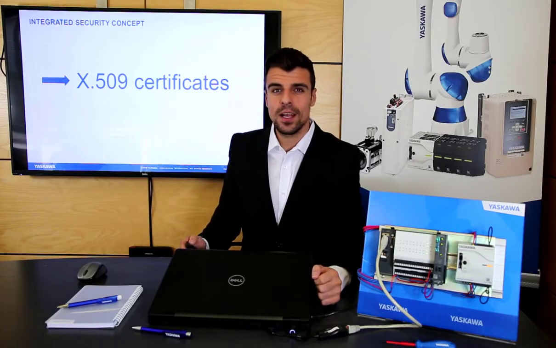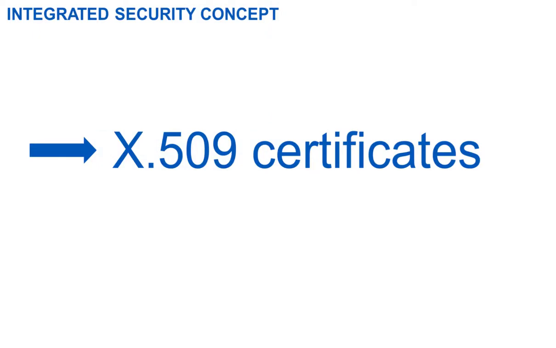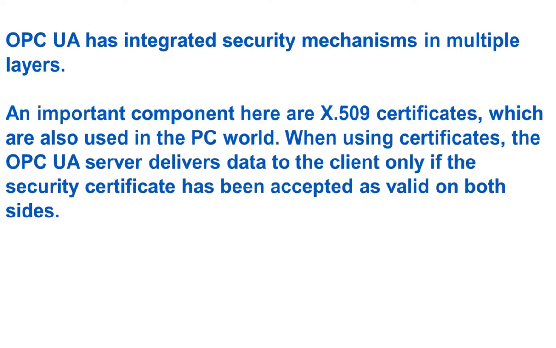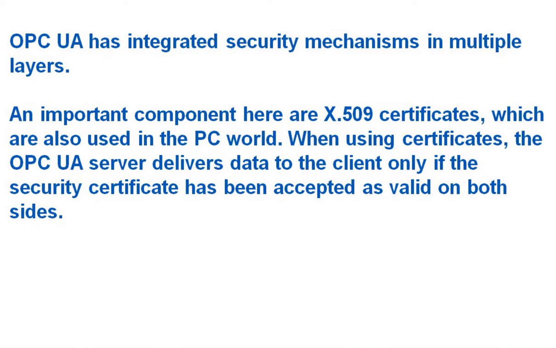How is the security concept in OPC UA? OPC UA has integrated security mechanisms in multiple layers. An important component here are the X.509 certificates, which are also used in the OPC world. When using certificates, the OPC UA server delivers data to the client only if the security certificate has been accepted as valid by both sides.